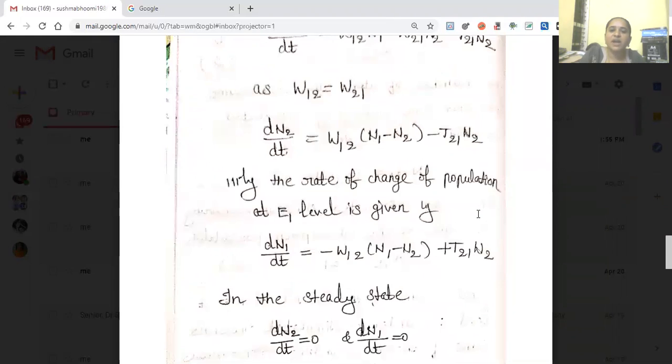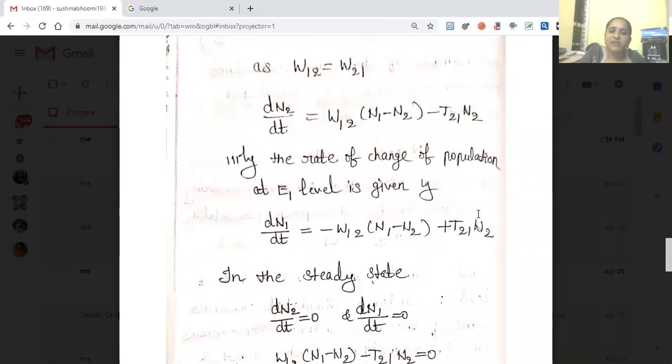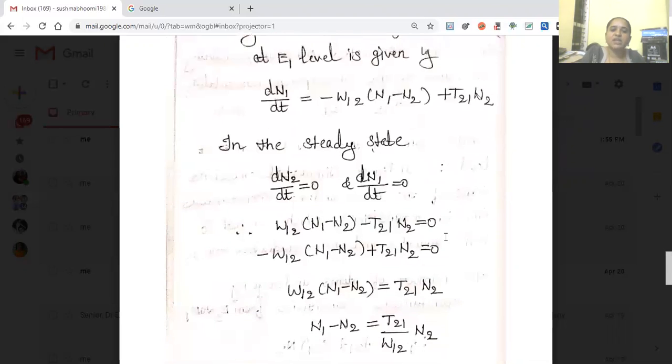Similarly, we'll write it for energy level E1. How can we write that? dN1 by dt equal to minus W12 (N1 minus N2) plus T21 N2. This is the opposite of the previous one. So in the steady state, what happens? There are no net transitions taking place. So dN2 by dt equal to 0 and dN1 by dt equal to 0.